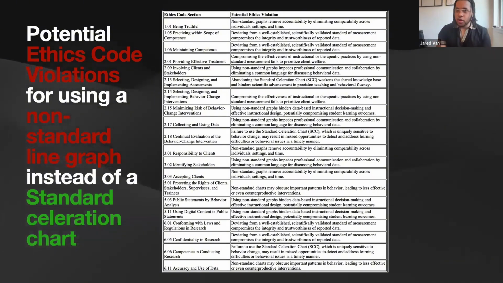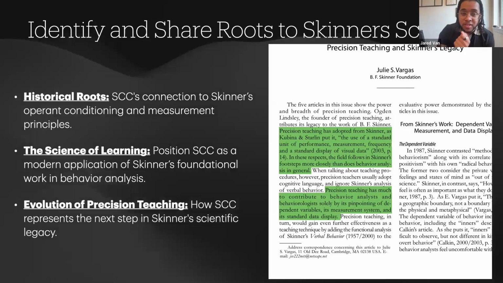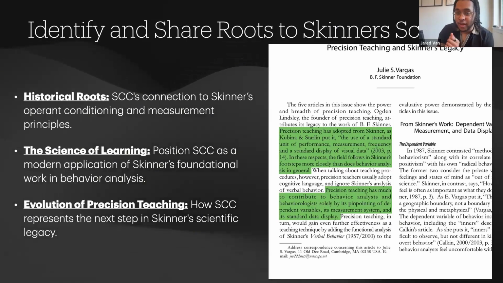So let's say that doesn't convince you either. Well, let's talk about what Julie Vargas, B.F. Skinner's own daughter, said. She said, precision teaching has adopted from Skinner, as Kubina and Starlin put it, the use of a standard unit of performance, measurement, frequency, and a standard display of visual data. In these respects, the field follows in Skinner's footsteps more closely than does behavior analysis in general. She goes on to say, precision teaching has much to contribute to behavior analysis and behaviorologists solely by its pinpointing of dependent variables, its measurement system, and its standard data display.